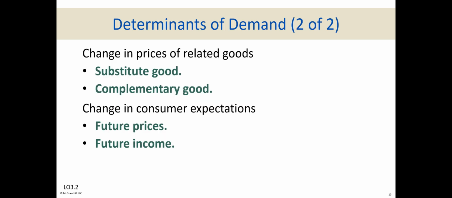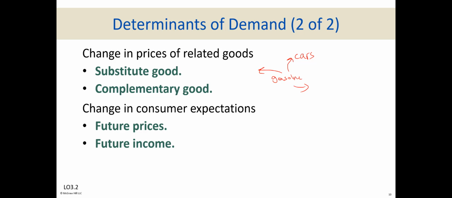So let's continue with the determinants of demand. Next one is change in prices of related goods. Again, we have two types of goods. When I say price of related goods, for instance, if we talk about gasoline market, I'm talking about other goods available in the market, but they are related, like cars. Cars are related because they use gasoline. And now we have two types of good in that category, substitute goods and complementary goods. Let's start with the first one.